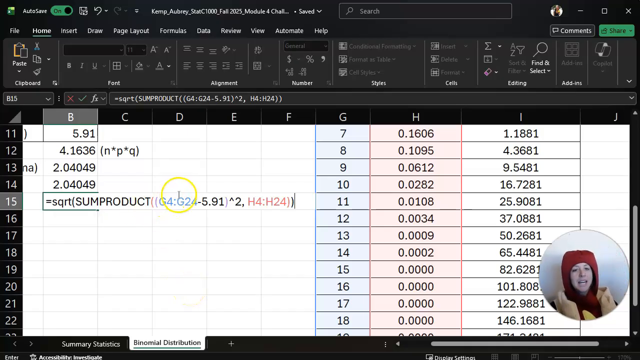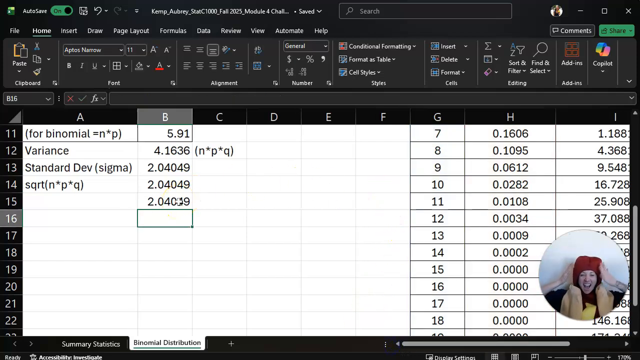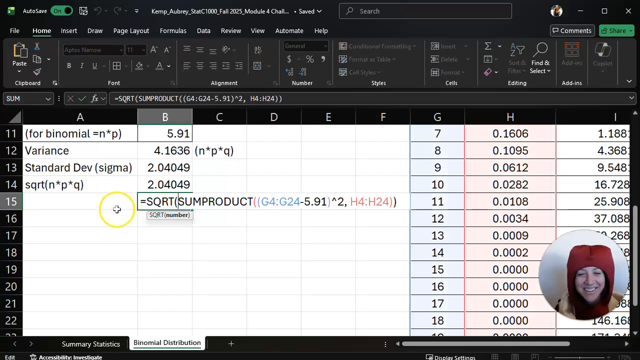All right, so we're looking at each of the x values minus the expected value squared. That's one of our columns. Multiply what you get from that with the probabilities that correspond there. Multiply all those, add them together. That's what sum product does. And then take the square root. This might work, y'all. Let's see. Excel is so cool. I'm going to leave that up there. That's really cool. Okay, so you can do it in one cell if you really want to.